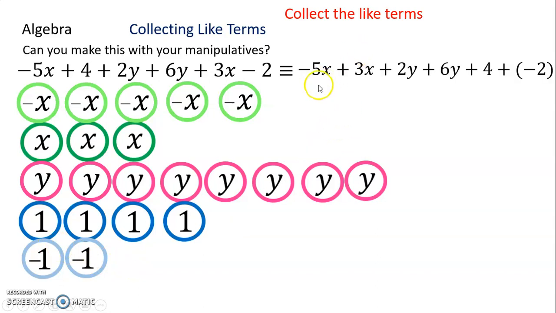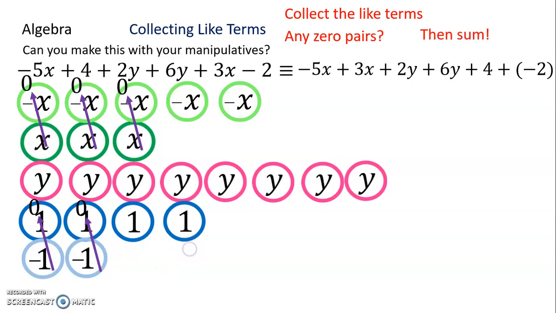This is my changed sum. I've moved things around using the commutative law, and the thing to remember here is that the direction belongs to the term. So if I'm moving around a term, I have to take its direction with it. So now I'm going to look for zero pairs. I have 3 zero pairs in the x terms and then 2 zero pairs in the constants there, and now I can sum what's left, and I have negative 2x add positive 8y add positive 2.